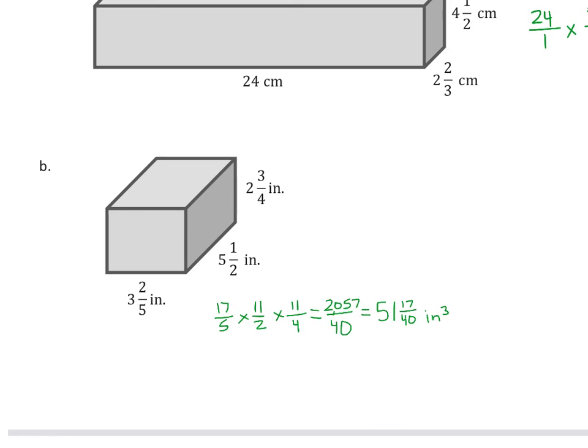And for B on number 2, it was 51 17/40 inches cubed, which I think is like 0.425, 51.425 inches cubed if you made these decimals. So that'd be 3.4 times 5.5 times 2.75. You'd end up with 51.425.